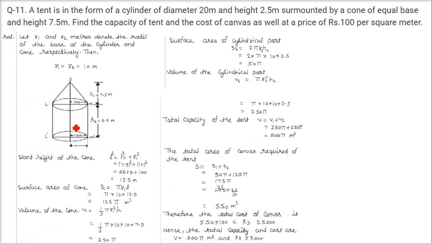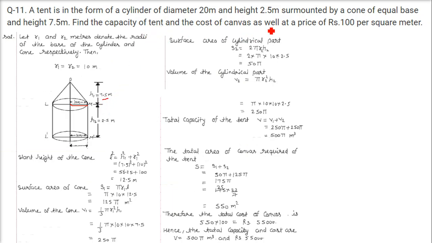A tent is in the form of a cylinder. We have a cylinder of diameter 20, so the radius will be 10. The height is 2.5, surmounted by a cone of equal base, that is the radius will be same, and the height is now 7.5. So the height of the cylinder is 2.5, height of the cone is 7.5.